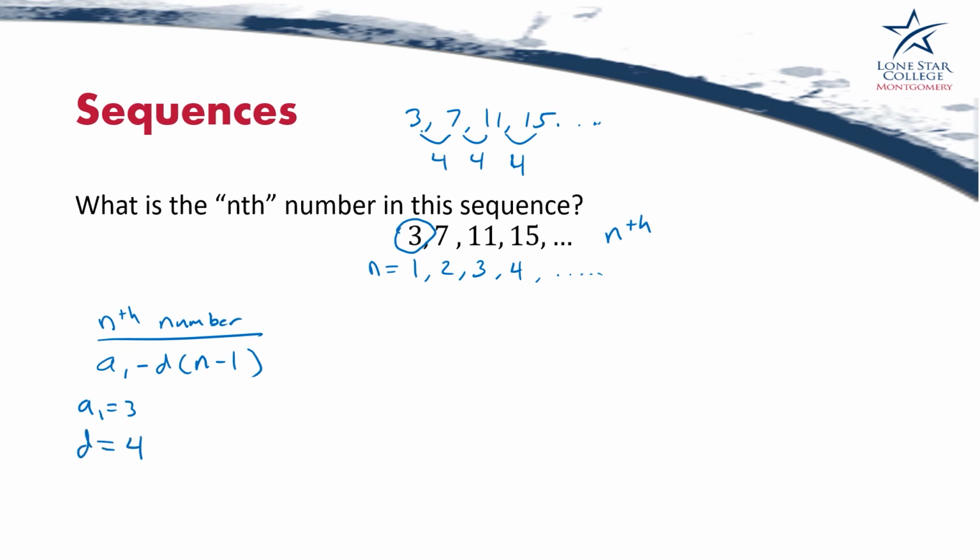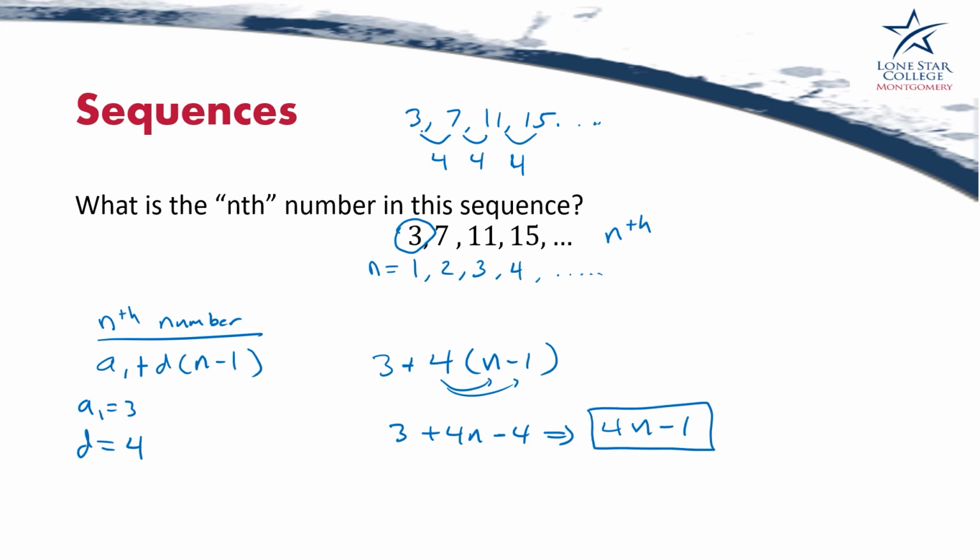So if we take that and we plug it in, n is our nth number. So we plug it in, we would have 3 plus 4 times n minus 1. Oh, this should be a plus, I'm sorry. So if we simplify this, we distribute the 4n. We have 3 plus 4n minus 4. We simplify, we would have 4n minus 1. And that would be the nth, quote unquote, nth number in our sequence.